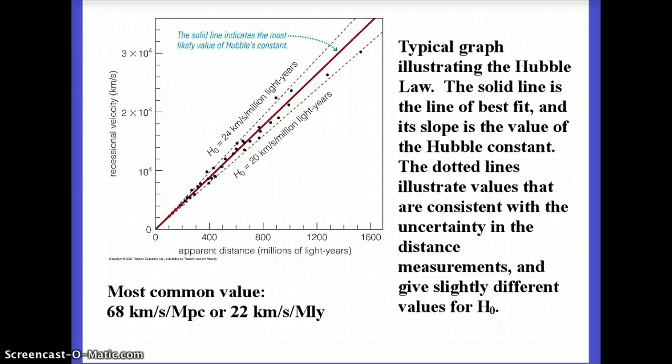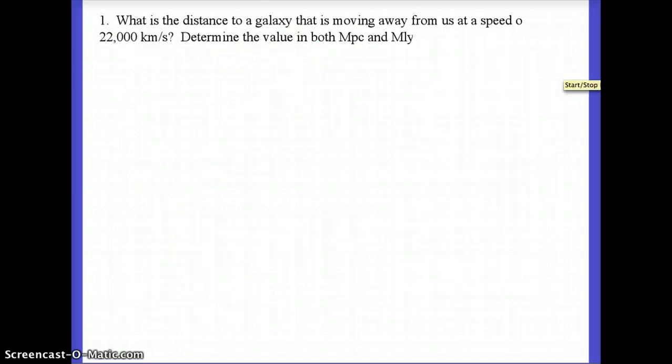So I'm going to take you through a couple of example problems. This is number 1 in your packet. And this one's a pretty straightforward one. We have a galaxy that's moving away from us at a speed of 22,000 kilometers per second. That's v. And that's already in the right units. We want it in kilometers per second. And we're going to find the distance.